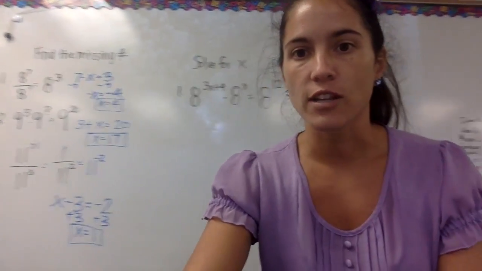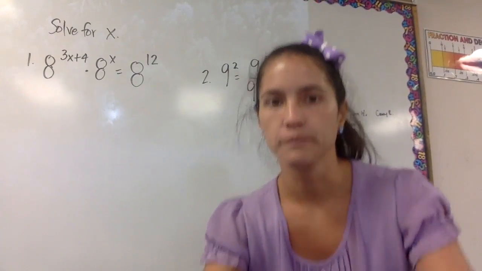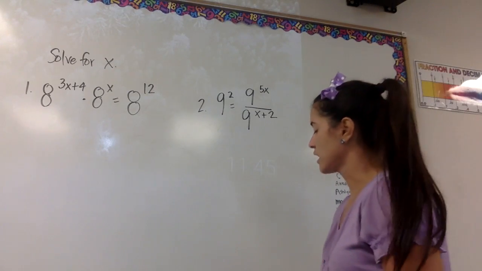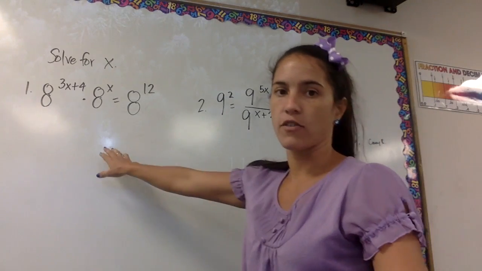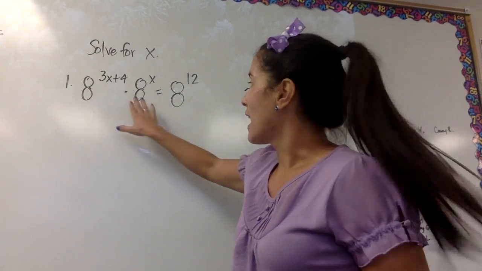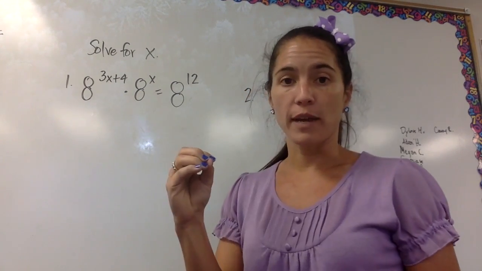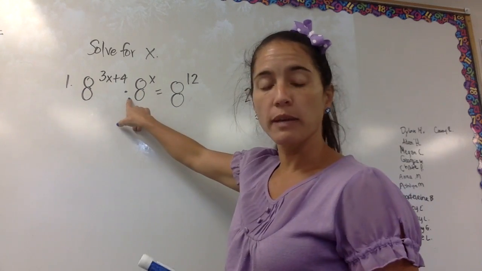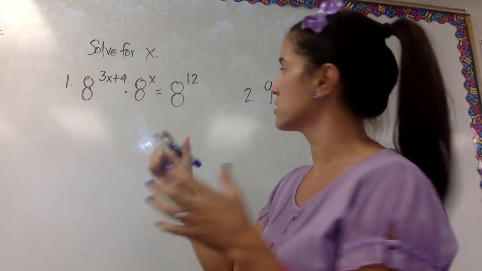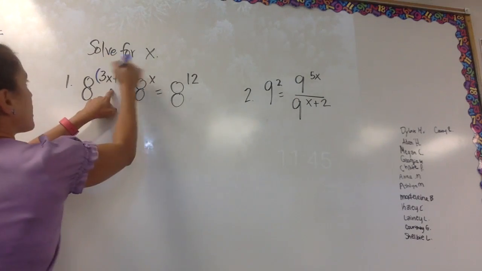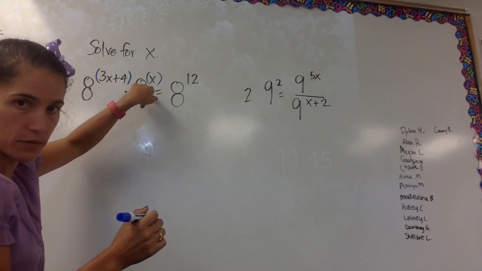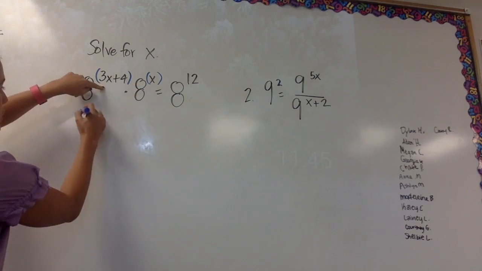Now, I'm going to scoot us over, maybe a little bit closer. So solve for x. These were some of the ones that we did in class today. Solving for x, right here. My base is 8. 8, 8, and 8. So I need to focus on my exponents. Since this is a multiplication problem, I'm going to add my exponents. So just so we see, this becomes one term, and this becomes one term. So I'm going to add those.